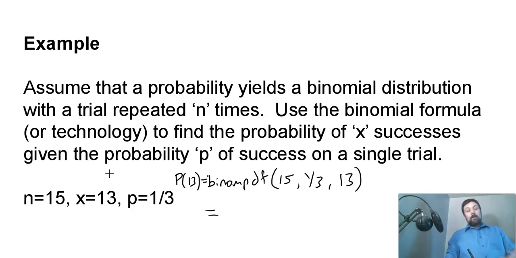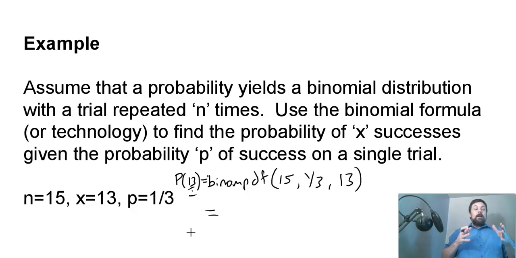And so if you think about what's being asked here, you're having 15 trials, you're doing something 15 times. The probability of a success any one time that you run that trial is just 1/3, a 33% chance that the thing you want to happen will happen. And it's asking for the probability that you have 13 successes out of those 15 trials, when the probability of a success on any one of those trials is only 1/3.